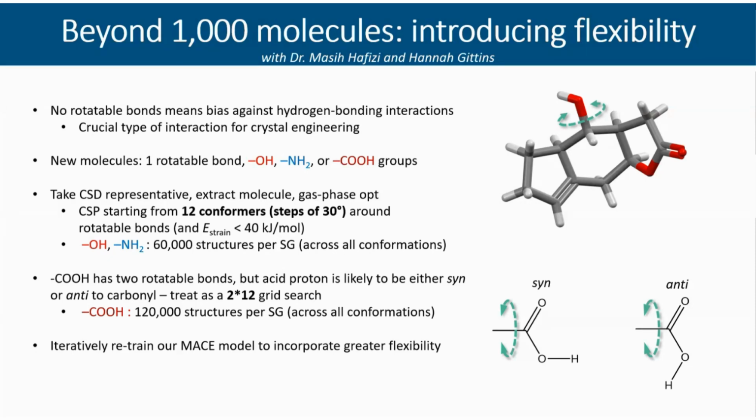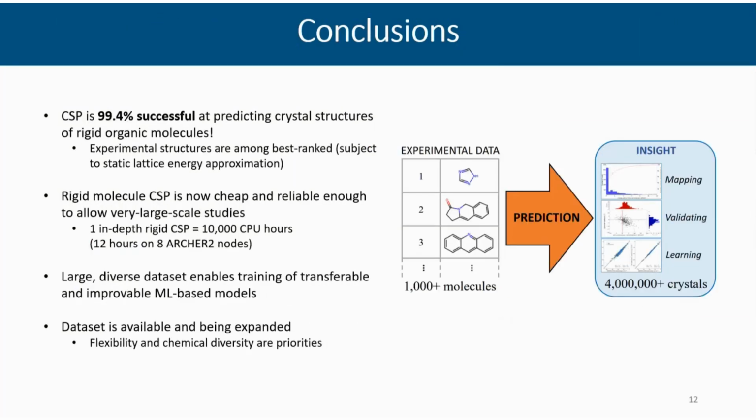And this is ongoing work and is in preparation for publication, so please look out for that. So I will finish there. I will summarize by saying that our CSP, if you consider the over 1,000 molecules that we treated, there are only 6 cases where we didn't find the experimental crystal structures. We talked about that in the Faraday discussion paper that this was published in.